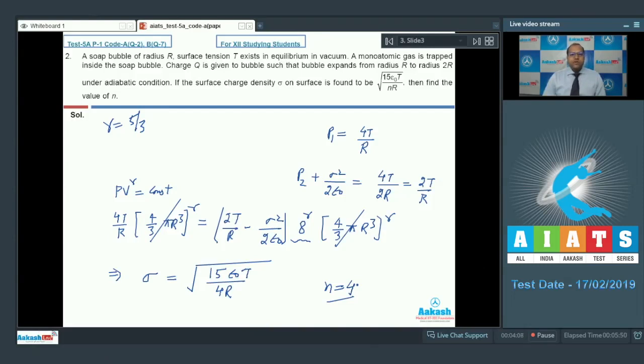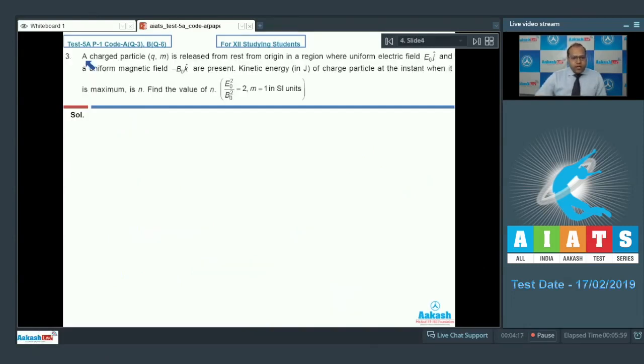Let's move to question number 3. In question number 3, a charged particle of mass m and charge q is released from rest from the origin in a region where a uniform electric field E0 j cap and a uniform magnetic field B0 minus k cap are present. The kinetic energy in joule of the charged particle at the instant when it is maximum is n. Find the value of n.